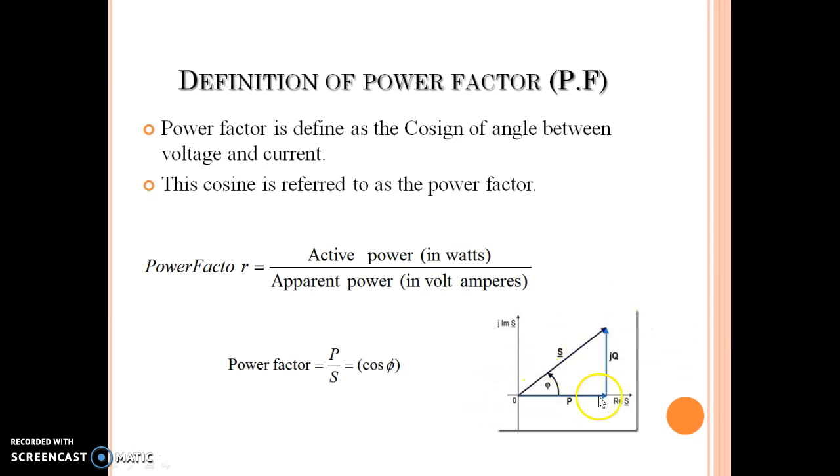This is a triangle, the power triangle. This is active power. This is reactive power. This is called apparent power. Power factor is equal to P upon S. Power factor is also known as cos phi. Cos phi is the power factor.